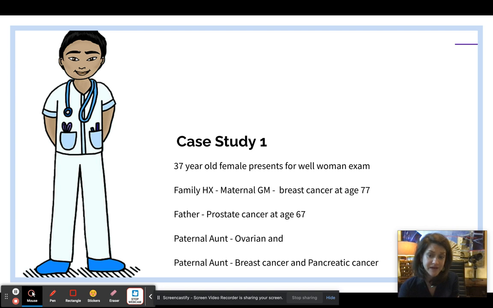But then she tells you about her dad's side. Her father had prostate cancer at age 67. She had a paternal aunt that had ovarian cancer and also a paternal aunt that had breast cancer that died of pancreatic cancer. So if you go back to your NCCN guidelines, this patient easily qualifies for genetic testing and should be tested for multiple genes if you look at all the cancers in her family.